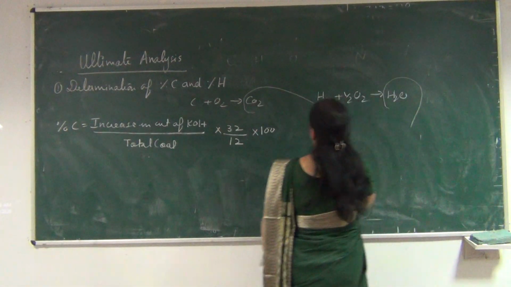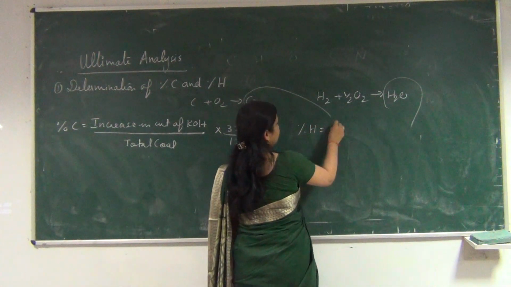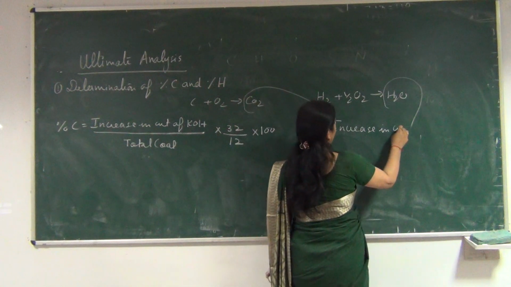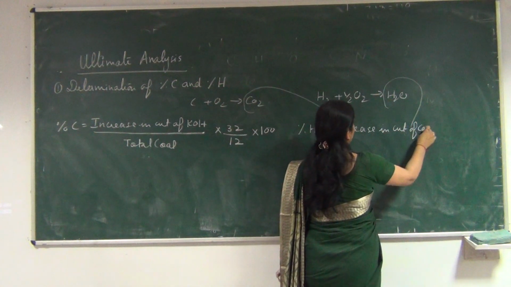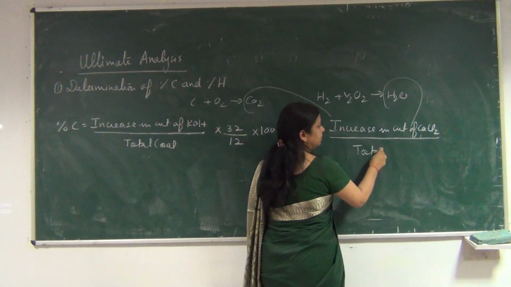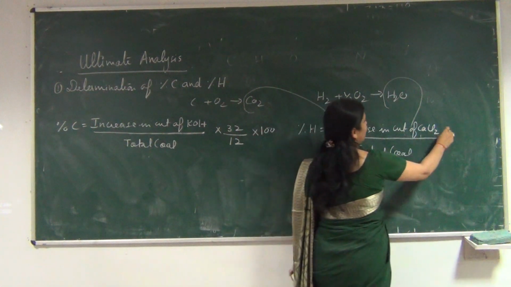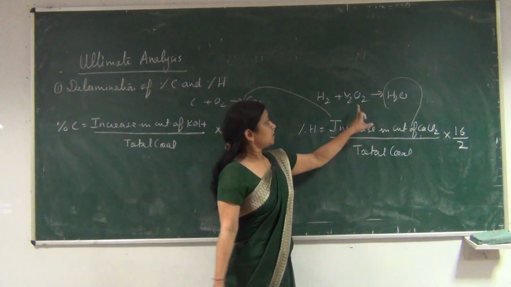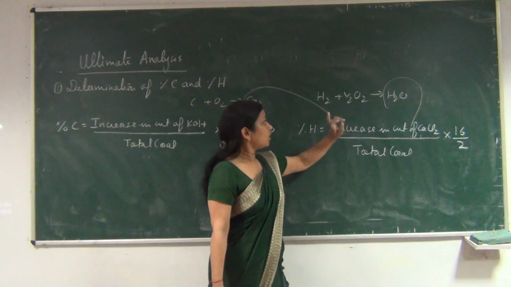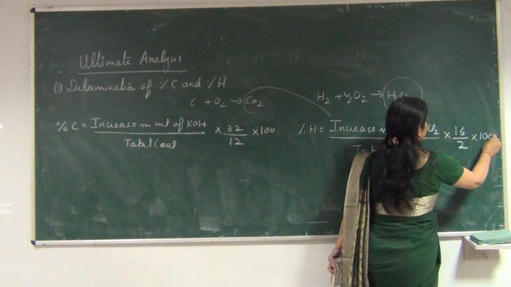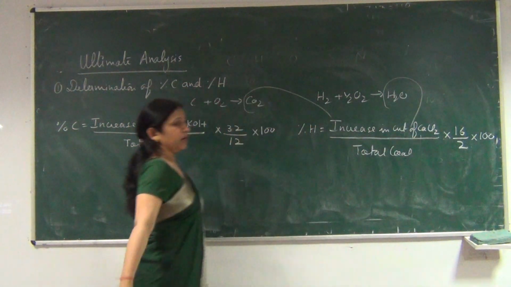Similarly, we calculate the percentage of hydrogen, that is increase in weight of calcium chloride divided by total coal, into 16 divided by 2. Why are we taking 16? Because it is half oxygen and 2 is hydrogen, into 100. So this will give the percentage of hydrogen.